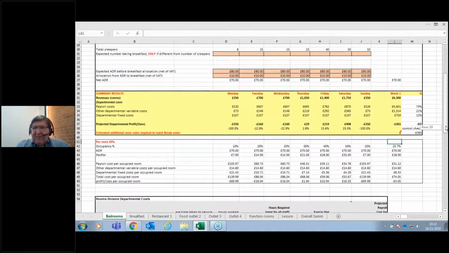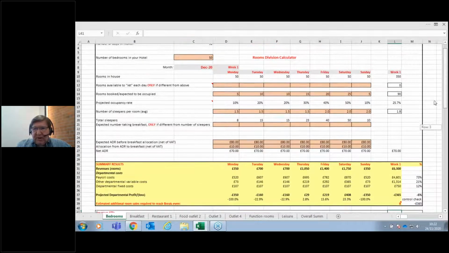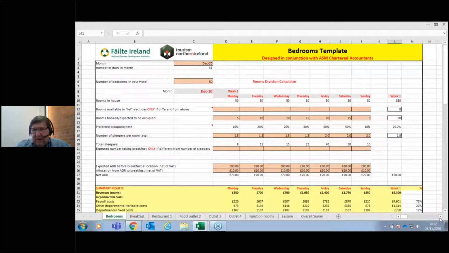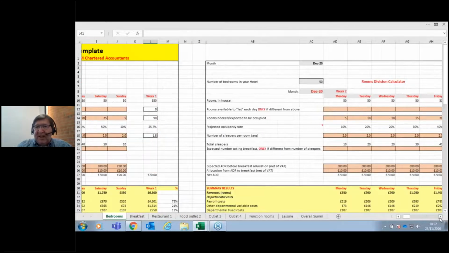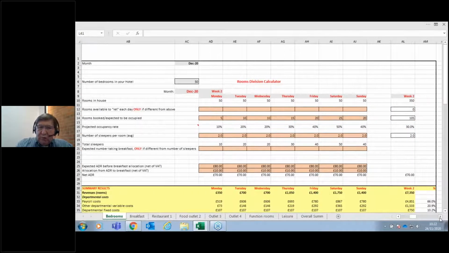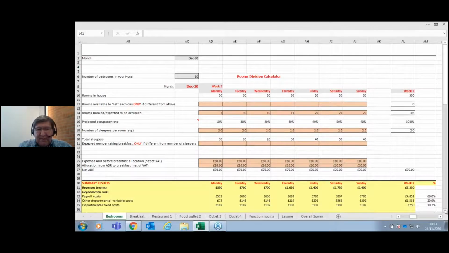Now, as I said, everything else scrolls across to the subsequent weeks, with the exception of your room sales and the number of staff hours worked. So all we would have to enter then in week 2 again is, and we're assuming that all rooms are available to let, the number of rooms expected to be booked each day, the number of sleepers each day, the average room rate, and it's automatically pulled that across from week 1. But you can change this if you want. There's no issue with that.